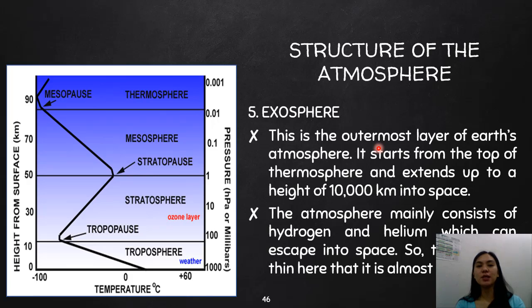So the last one is your exosphere. There's not much to discuss here because the boundary is at 100 kilometers. But of course, your exosphere is the outermost layer of the Earth. It starts from the top of your thermosphere and extends up to a height of 10,000 kilometers into the outer space. The atmosphere in this layer consists mainly of hydrogen and helium, which can escape into space. The air here is very thin, such that it is almost considered a vacuum.